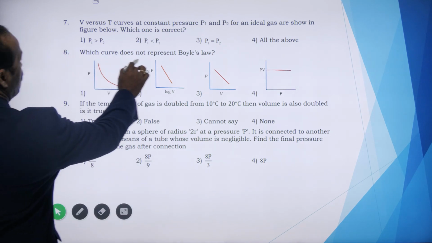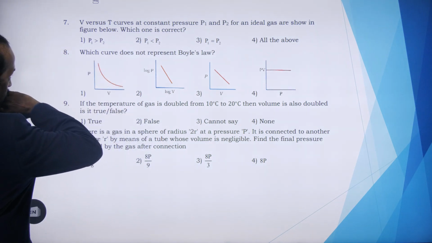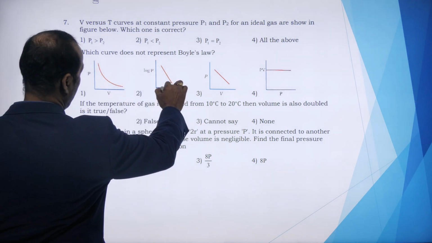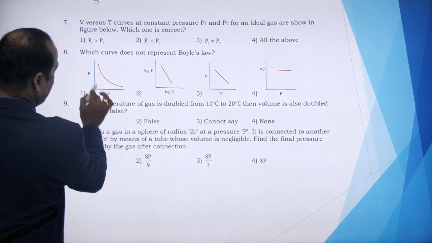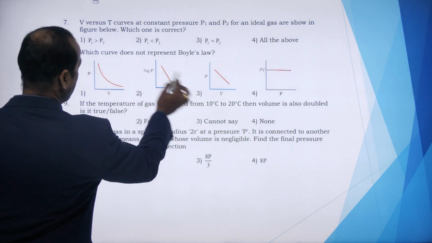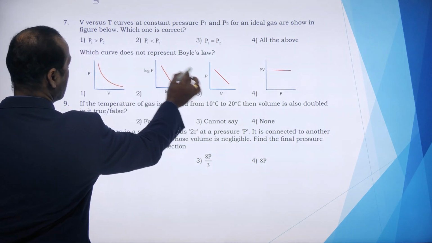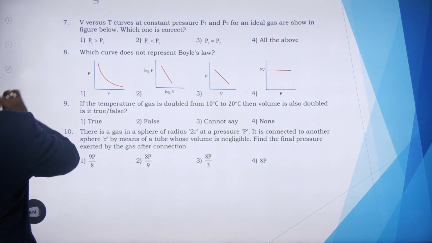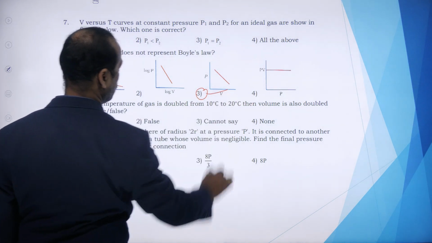Now, which curve does not represent Boyle's law? PV, correct. And log P, log V, this is also correct. PV, this is wrong. See, PV, this is correct. How can the same physical quantities have different graphs? This is correct, this is wrong. So which is not correct means the third option. The option is the third option, students. So this is the answer for this one.